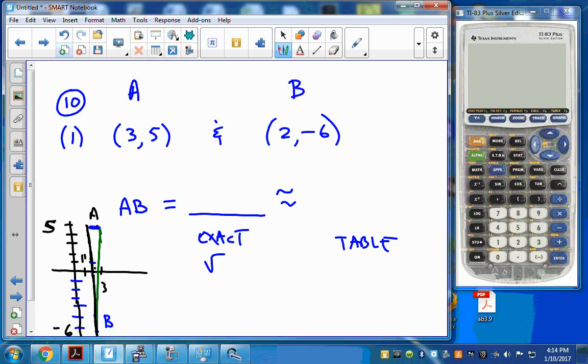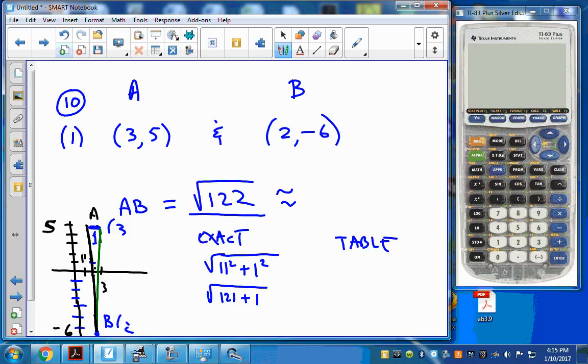This had an x-coordinate of 2, and this has an x-coordinate of 3, so it's only 1 mile going that way. So the exact value would be 11 squared plus 1 squared. You'll have to square those numbers and add them up. That's the square root of 121 plus 1. So the exact answer is the square root of 122.